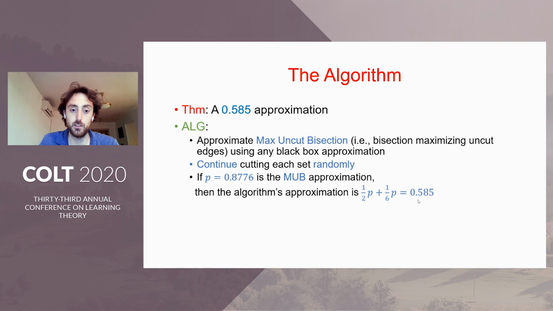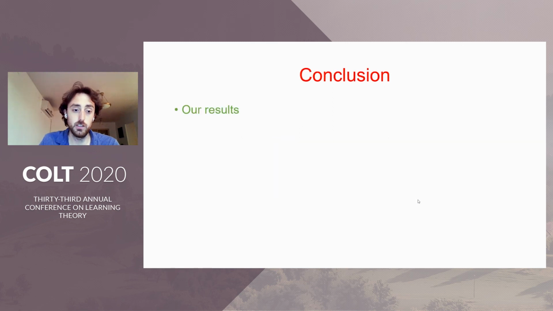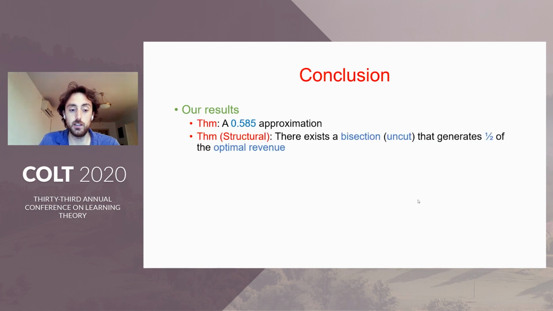Just to conclude, our results are as follows. First, the first theorem is a 0.585 approximation, and the second is a structural theorem that states that there exists an uncut bisection that generates half of the optimal revenue. And a small note: this structural theorem is tight in the sense that there exist instances where this is the most you can hope for.